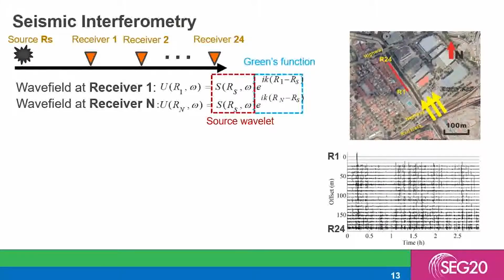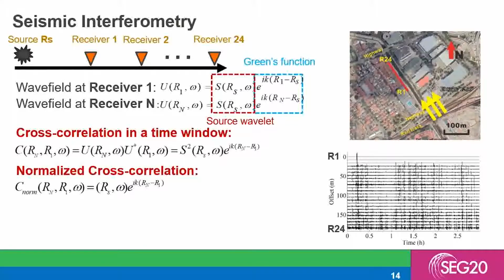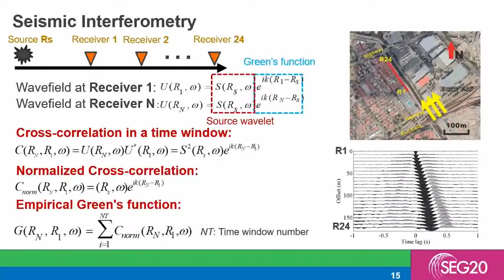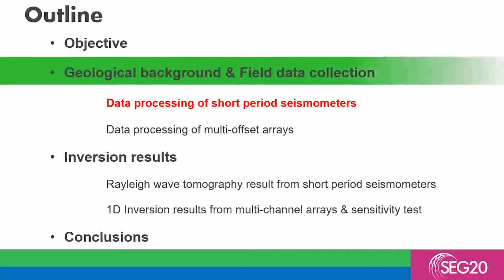We retrieve Green's function by cross-correlating recorded ambient noise within the chosen time window in the frequency domain, and then the cross-correlograms of all short windows are stacked together to improve the signal-to-noise ratio of the estimated Green's function. And this is the final record we get from the seismic interferometry. We can see we can extract signal from the ambient noise. And in the next part, I will introduce the data processing of short period seismometers.